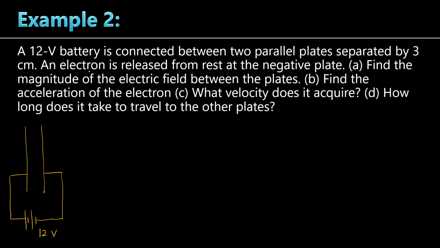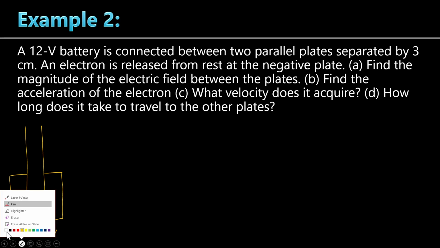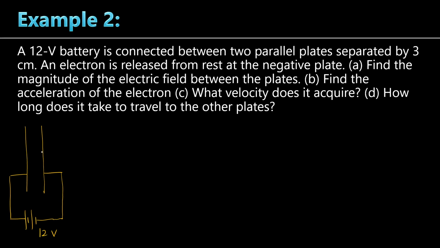Okay? Now, an electron is released from rest at the negative plate. So ito yung negative plate ngayon. Lagyan natin dyan ng electron. Halimbawa, ito yung electron. Ayan. Ang electron na yan, ni-release from rest dito sa negative plate. Ano daw ang magnitude ng electric field between the plates? Dahil meron tayong voltage source dito, sa pagitan ng plates, magkakaroon tayo ng electric field. Ayan. Itong electric field na to, pwede nating i-assume na uniform.